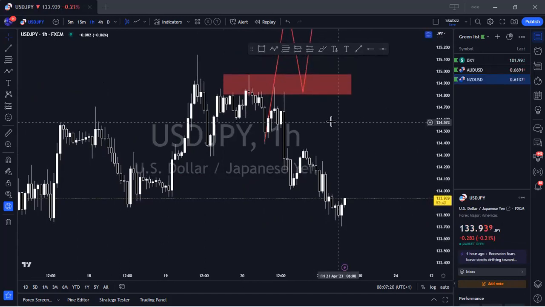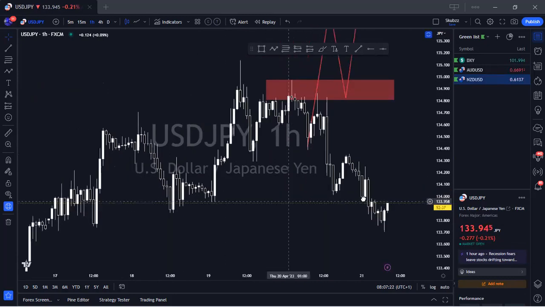So USDJPY did not actually break here. It did not actually break above yesterday.